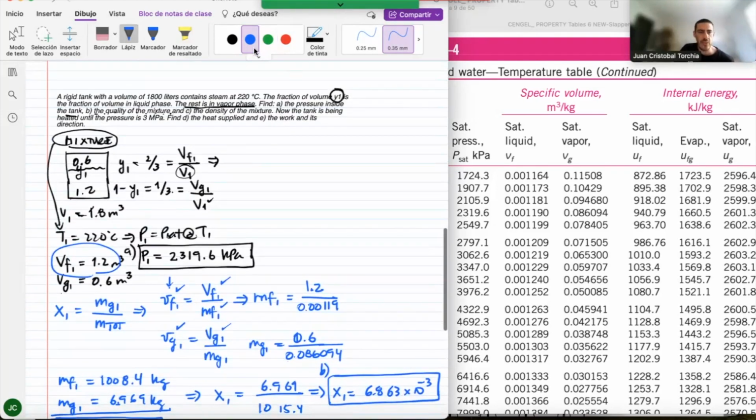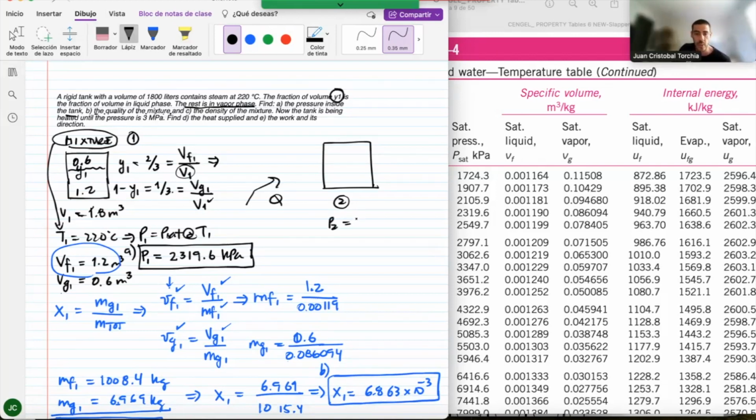Okay, now something happens to this one, and I'm going to put here, this was the initial state. So something happened to this initial state, still the rigid tank, but now let's see what conditions have changed. Now the tank is being heated. So there is introduction of heat, until the pressure is 3 megapascals. So I'm going to put here P2 equals 3 megapascals. And I'm also going to say right away that V2 equals V3. I'm sorry, this is not 3, but this is V2 equals V1.